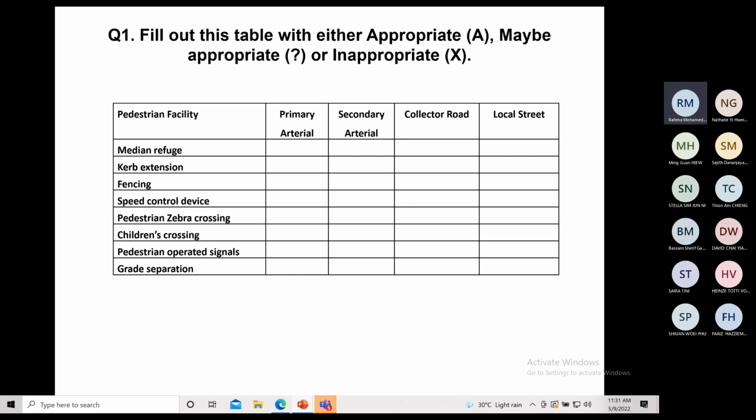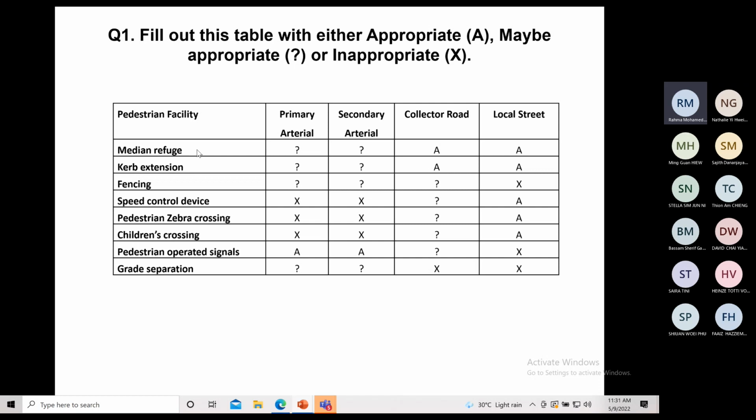it's to fill out this table with either appropriate, maybe appropriate, or inappropriate. You have different pedestrian facilities like median refuge, curb extension, fencing, speed control device, pedestrian zebra crossing, children's crossing, pedestrian operated signals, and grade separation. So you have to state where, if you want to install them in primary arterial, secondary arterial, collector road, or local street, where will they be appropriate?